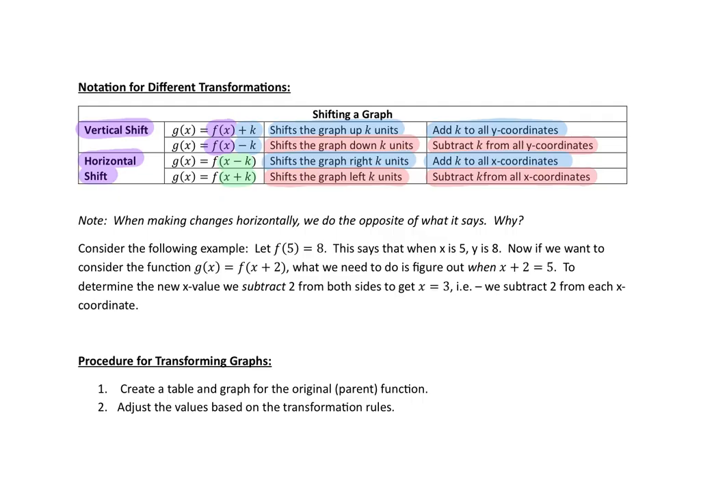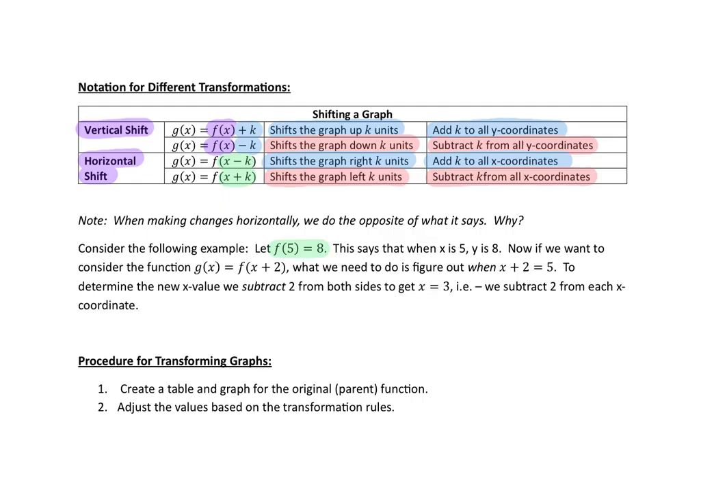Okay, so we'll do some examples of this as we get into some actual problems. But why do we do the opposite of what it says? So when we look at a problem, let's just say we have our function, and it says f of 5 is equal to 8. What this basically says is when x is 5, y is 8. That's what function notation means.